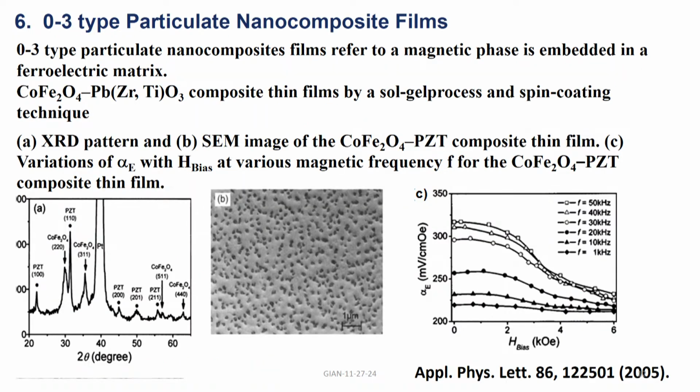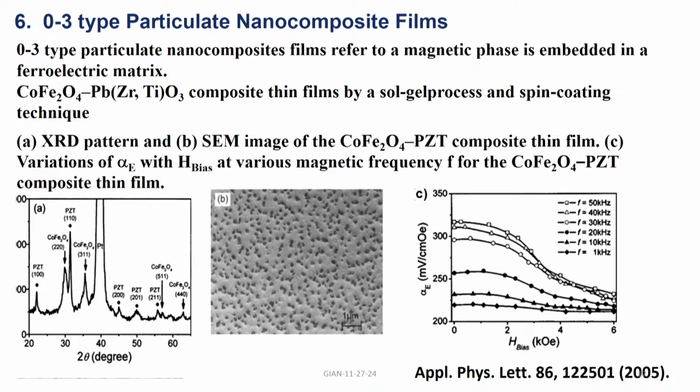All right, this one is a 0-3 type particulate nanofilm on a substrate of PZT. So, the cobalt ferrite is the magnetic phase in this particular system. What is shown here is the scanning electron microscope picture of the surface of the film. You see these black spots, these are cobalt ferrite as you look down on the nanopillars.